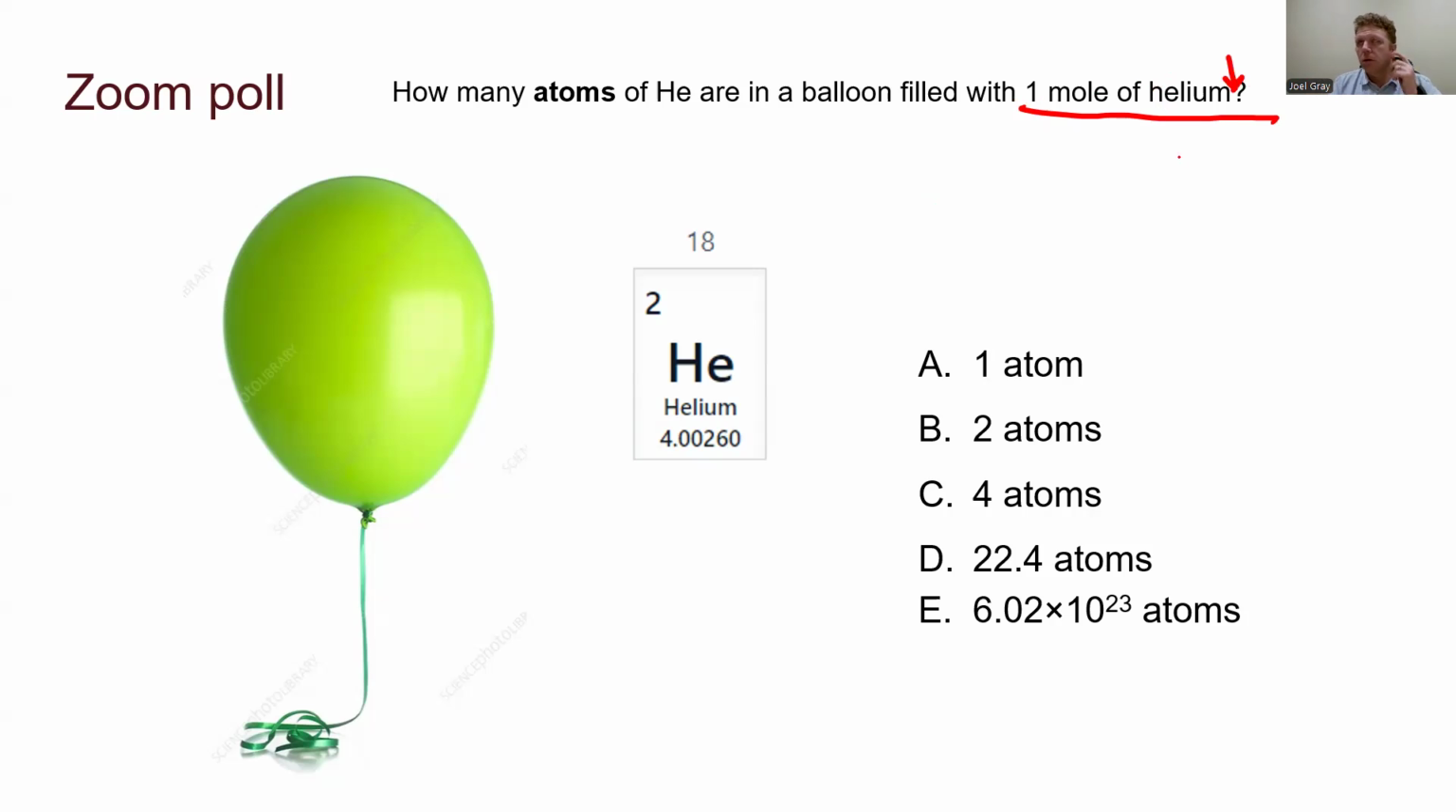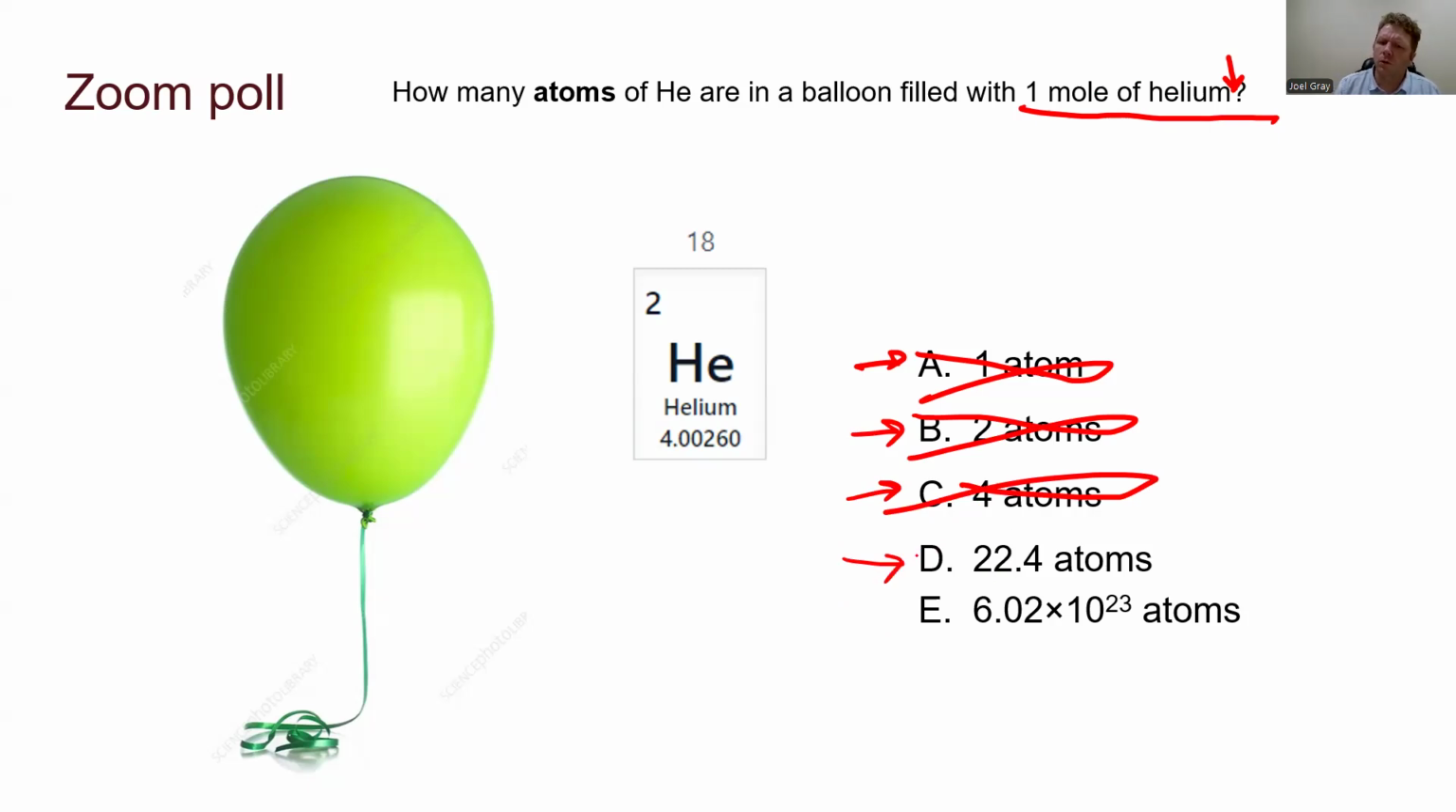So if you have 1 mole of helium, what is the singular unit of helium? Well, it's an atom. If you have 1 mole of helium atoms, do you have 1 atom? Oh yeah, you got more than that. So it's not 1. Do you have 2 atoms? You also have more than that. What about 4 atoms? You got more than that. What about 22.4 atoms? That's kind of an arbitrary one, but you've got more than that. In addition, you can't talk about 0.4 atoms. Your correct answer is E, 6.02 times 10 to the 23rd atoms.